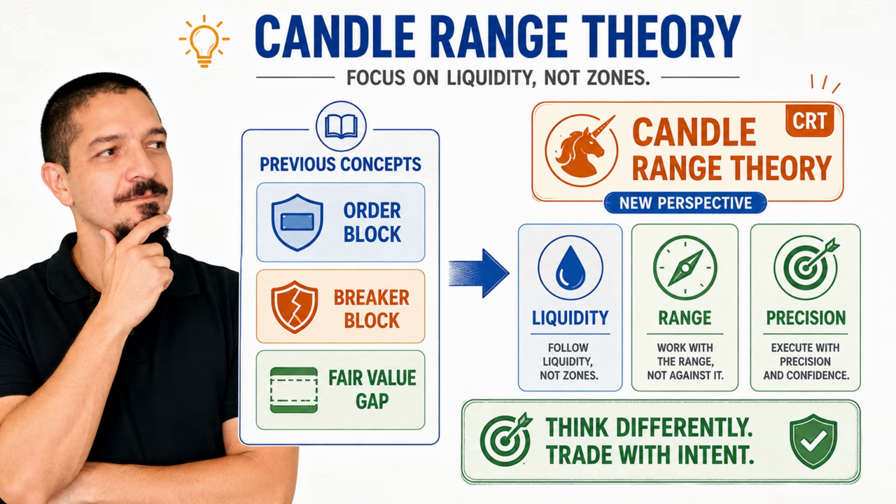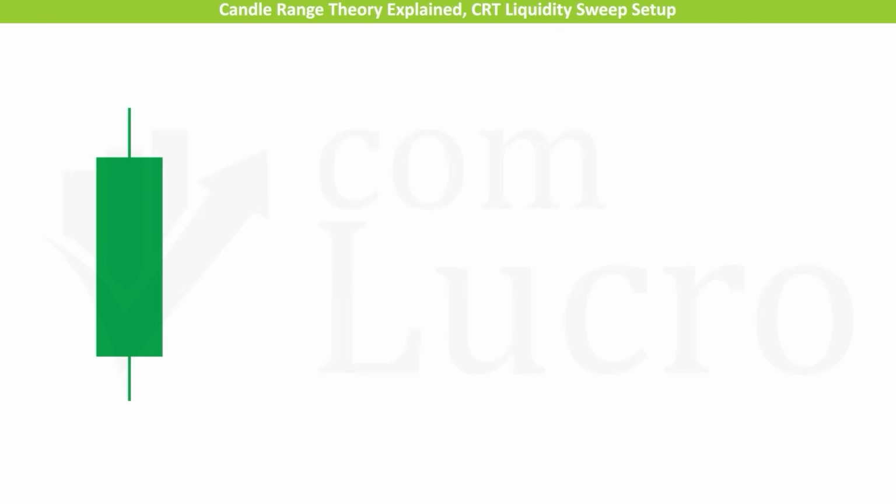So far, every strategy has been built around zones: the order block, the breaker, the fair value gap. Our final approach looks at the market from a completely different angle. Instead of zones, it focuses on liquidity and on how a single candle defines where that liquidity sits. This is candle range theory. So traders, what exactly is candle range theory?